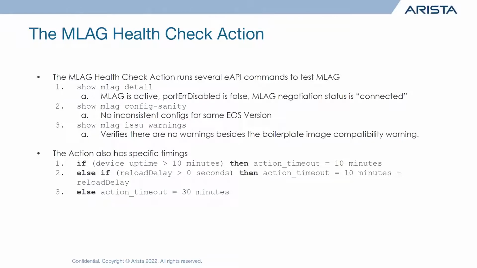The second command is show mlag config-sanity. Here we're looking for no inconsistent configs on the same EOS version, making sure that we don't have any differences in MLAG. If there are differences, once again, we'll fail out and let you fix that. And the third part is our show mlag issu warnings. Effectively, we're just verifying there are no warnings besides our boilerplate image compatibility warning.